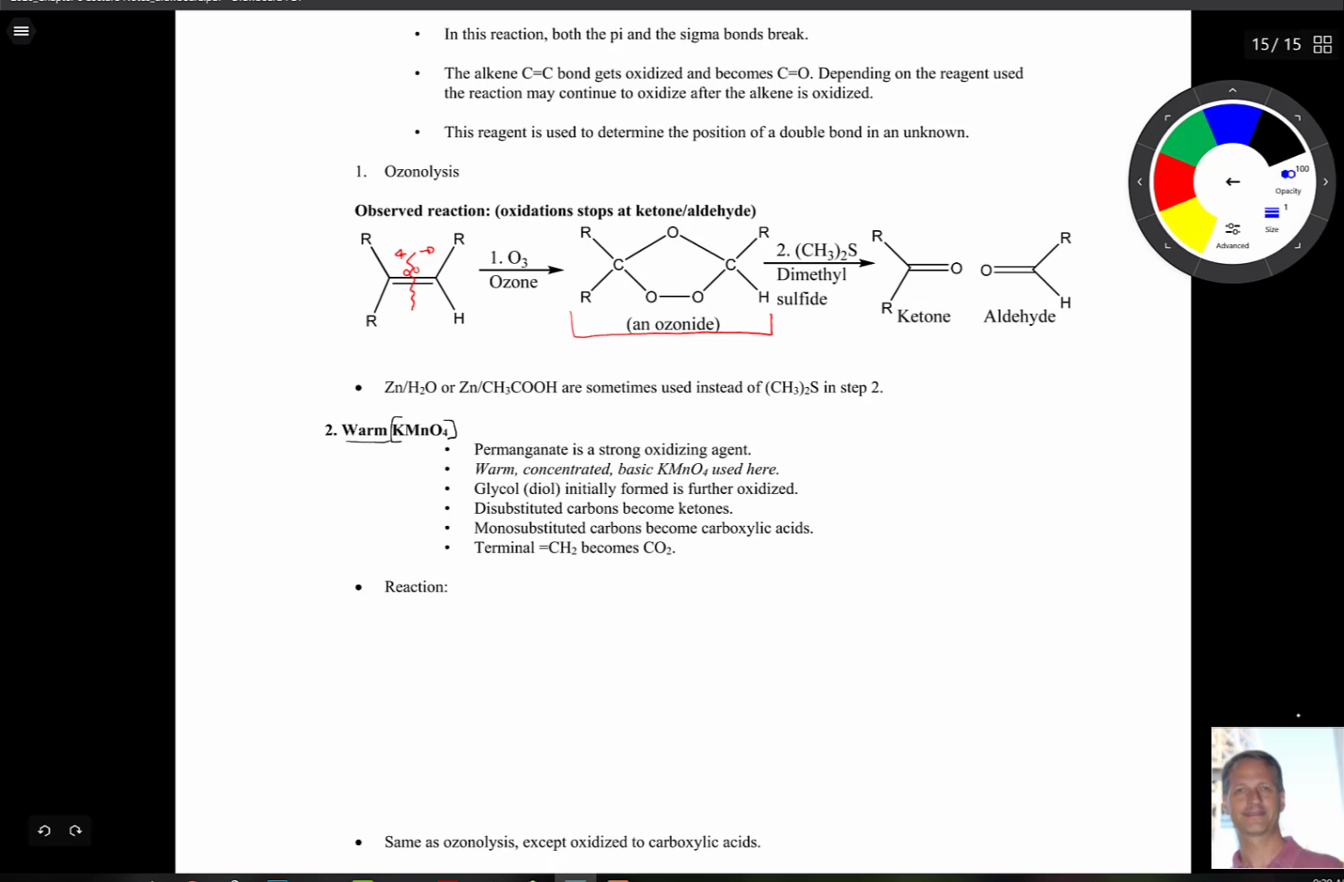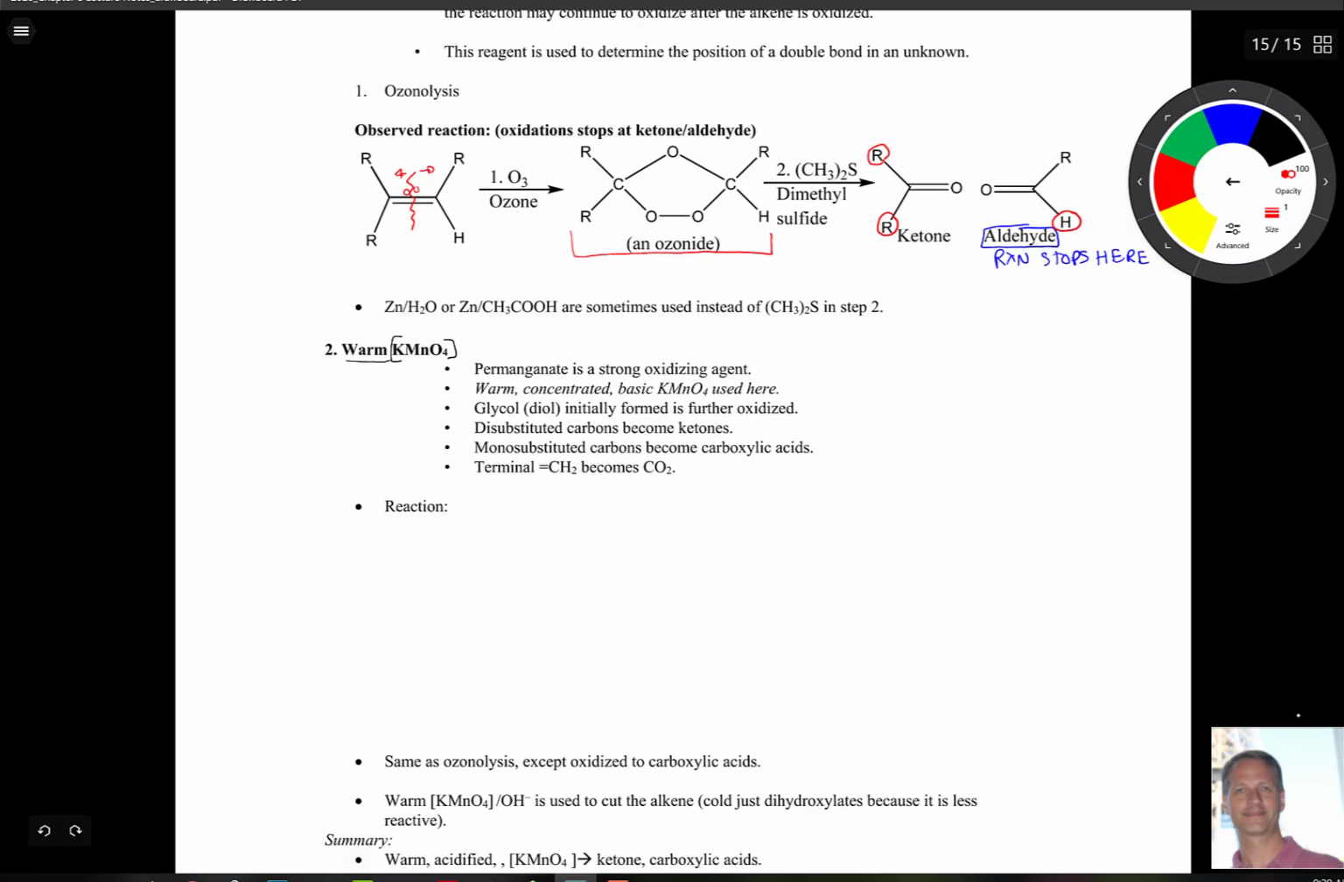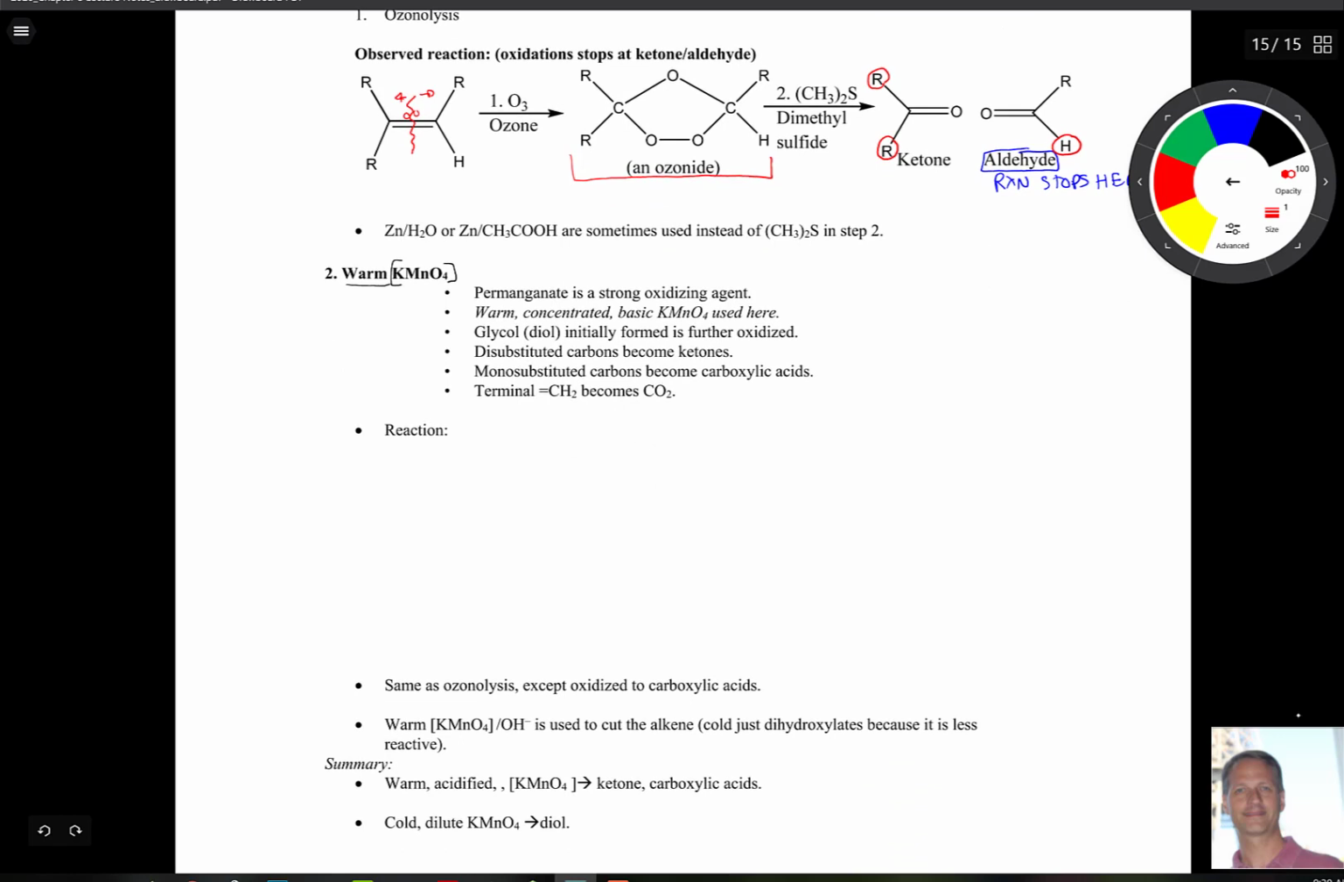Now, the one thing to point out is that the reaction stops here with the aldehyde. Because the aldehyde has an H on it, it has the potential to be further oxidized. The ketone doesn't, right? It's got two R groups. So we leave that like it is. Now, if we want to continue that reaction, then we have to use something that's stronger and better at oxidizing.